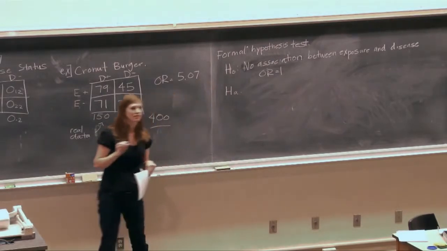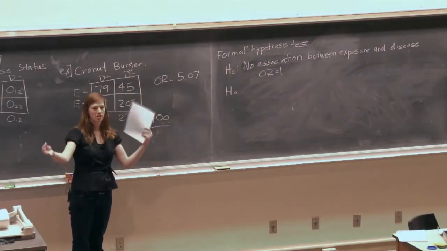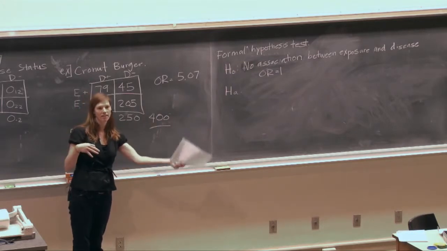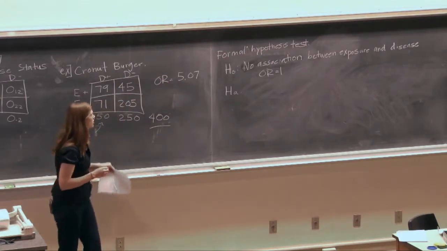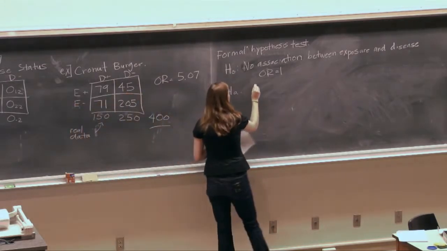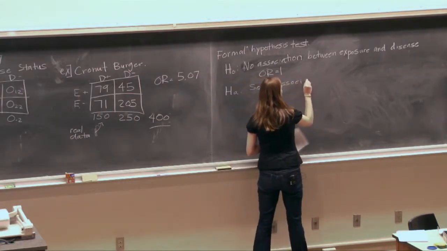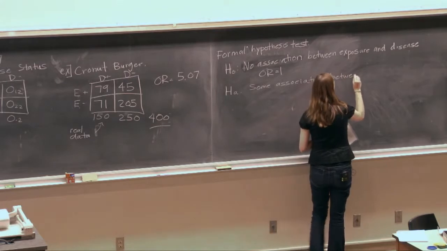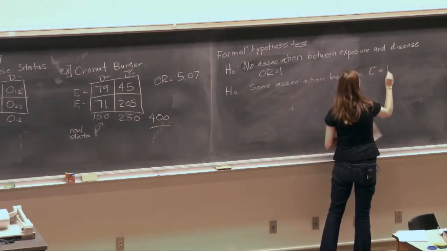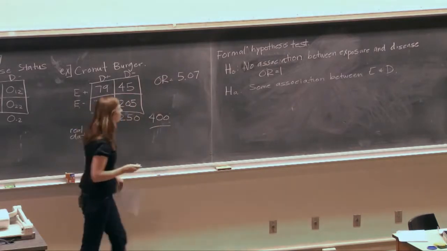And our alternative is that there is some association. Now we're going to do a two-sided test, so we don't care whether the odds was more likely if you ate the cronut burger or less likely. So we're just going to say that there is some association between the exposure and the disease. So that's what we want to test.